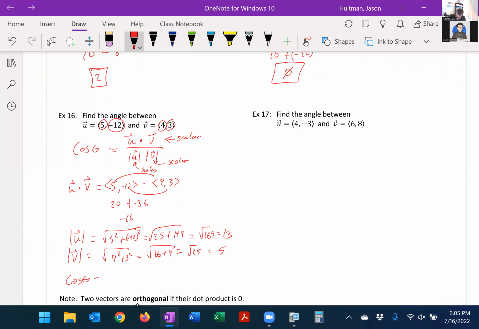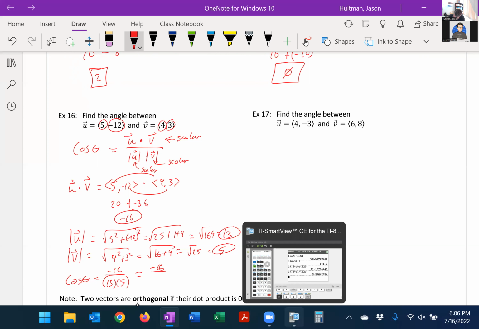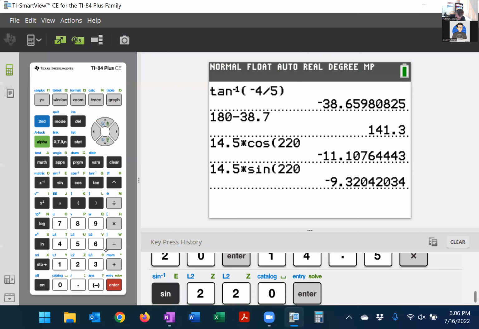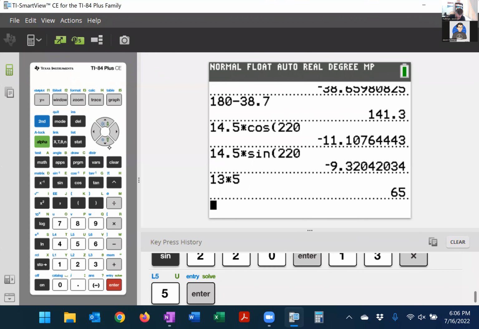The cosine of theta is equal to negative 16 over 13 over 5. Negative 16 over 13 over 5. So this is negative 16 over, what's 13 times 5? Is it like 85? No, 65? I think that's 65. Let's make sure. 13 times 5. Yeah, 65. Okay.